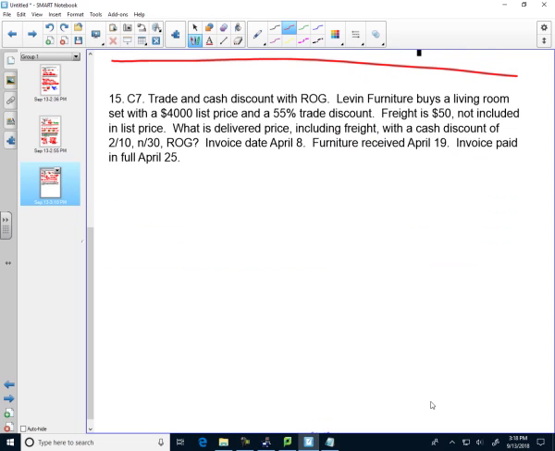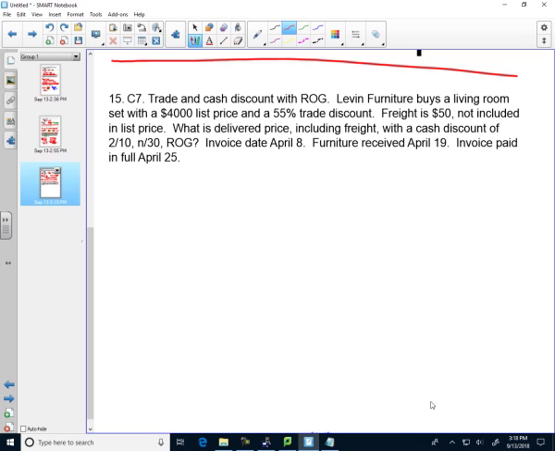So, Levin Furniture buys a living room set with a $4,000 list price. You could buy every piece of furniture I ever had for a lot less than that. And a 55% trade discount. Freight is $50, not included in the list price. What is the delivered price, including freight? So, some point we got to add the freight in. With a cash discount of 2/10, net 30, receipt of goods. Invoice date April 8th. Furniture received April 19th. Invoice paid in full April 25th.